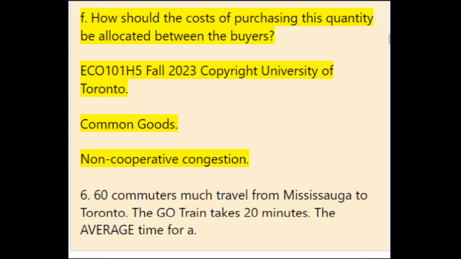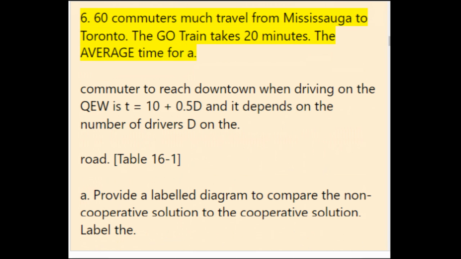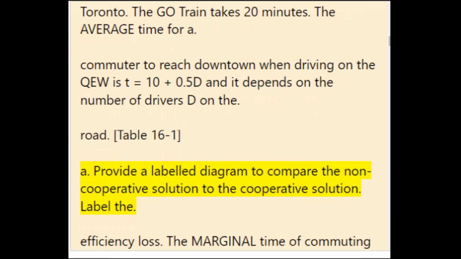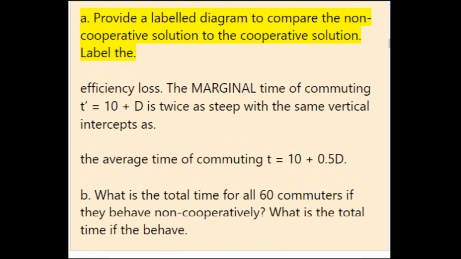Common goods. Non-cooperative congestion. 6. 60 commuters must travel from Mississauga to Toronto. The GO train takes 20 minutes. The average time for a commuter to reach downtown when driving on the QEW is T = 10 + 0.5D, and it depends on the number of drivers D on the road. Table 16.1. A. Provide a labeled diagram to compare the non-cooperative solution to the cooperative solution.